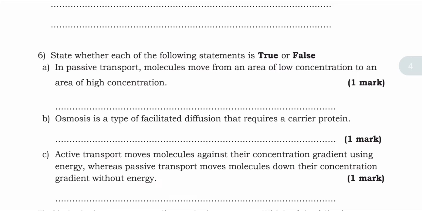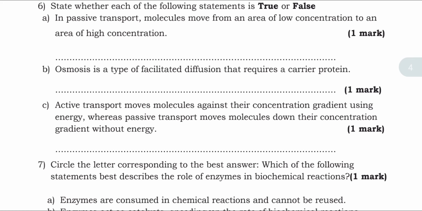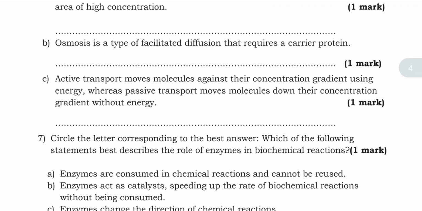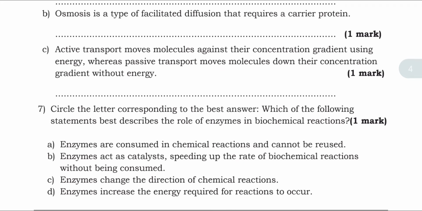Question number 6. State whether each of the following statements is true or false. A. In passive transport, molecules move from an area of low concentration to an area of high concentration. What is it called? B. Osmosis is a type of facilitated diffusion that requires a carrier protein. C. Active transport moves molecules against their concentration gradient using energy, whereas passive transport moves molecules down the concentration gradient without energy.